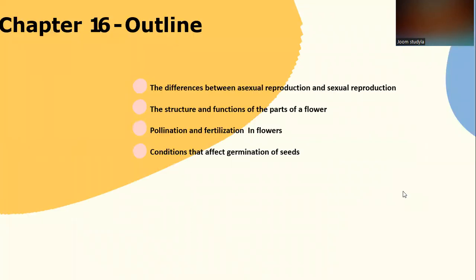In this chapter, you will find out about the differences between asexual reproduction and sexual reproduction, the structure and functions of the parts of a flower, pollination and fertilization in flowers, and conditions that affect germination of seeds.